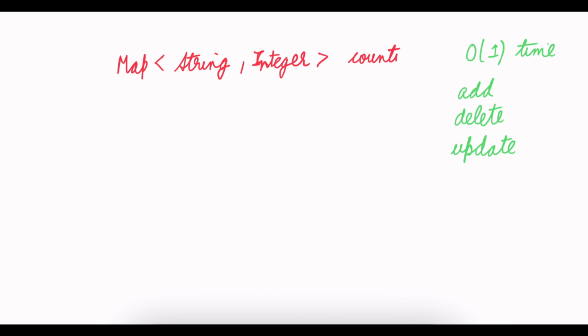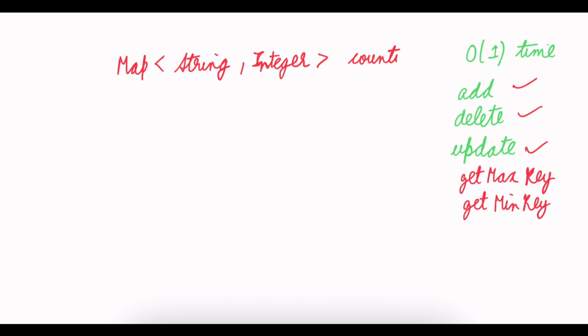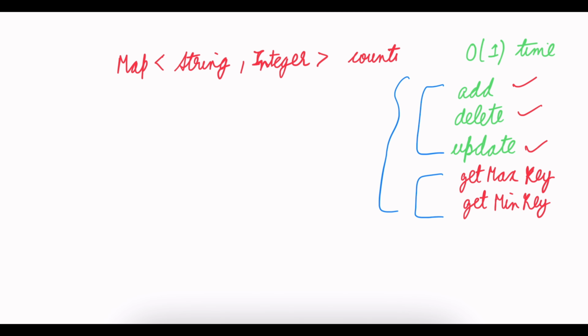To implement this in O of 1 time, one thing is sure, that we are going to need a hash map in some way. And the hash map is helping us with add, delete and update operations in O of 1 time. And we have to think about how to implement the remaining two operations of get max key and get min key alongside these three operations, so that all five operations work together and we can keep our data structures in sync with each other.